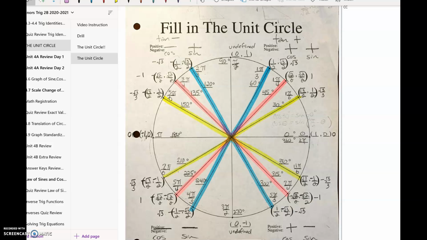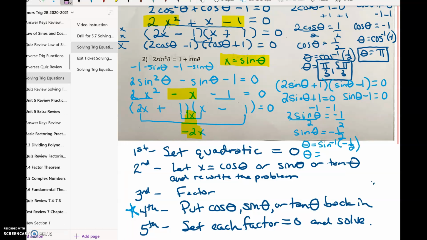So my two answers are 7 pi over 6, and I'll highlight this so you can see how I have that -1/2 there, and I have a -1/2 right here. And so it's 7 pi over 6 and 11 pi over 6. So I'm going to put those answers down as 7 pi over 6 and 11 pi over 6 right here, and I'll highlight. Those are two of my answers. That's from my first factor.